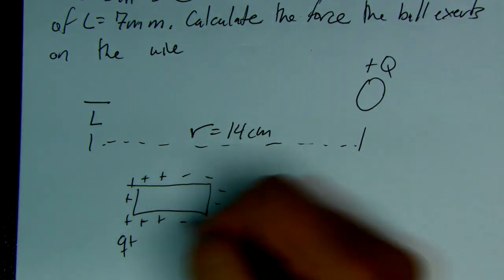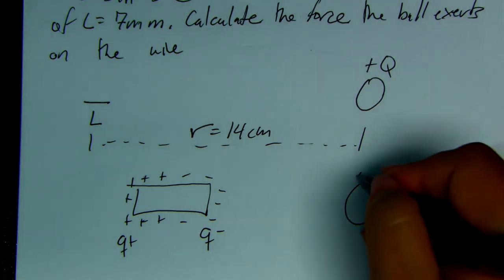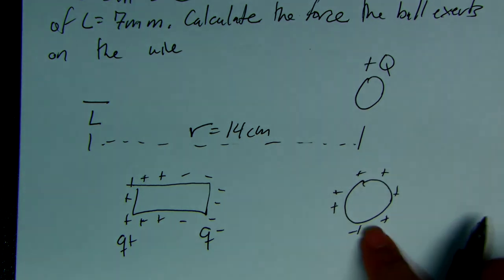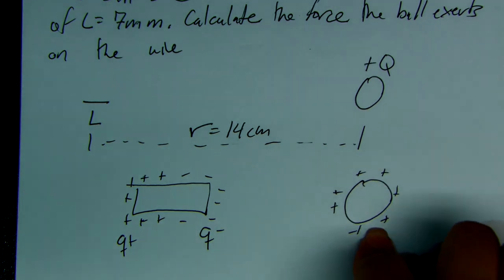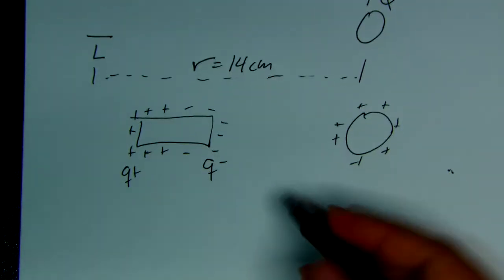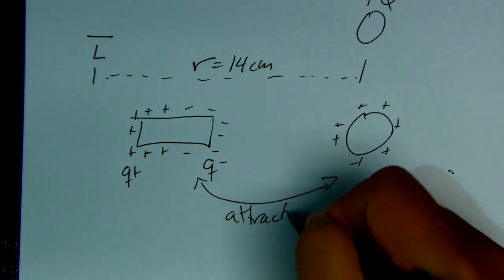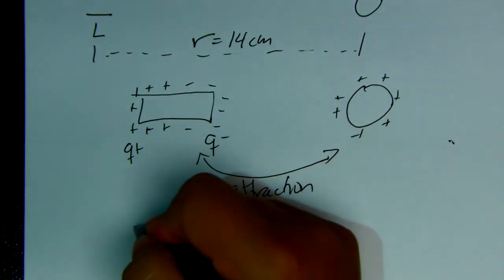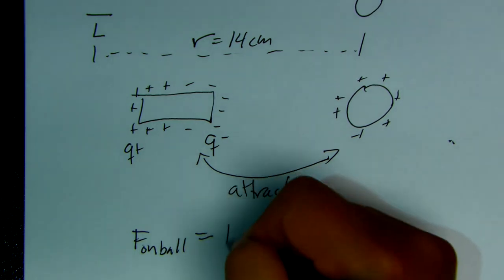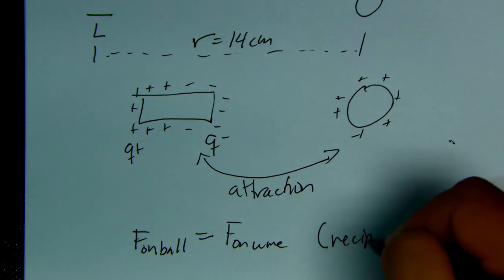So Q plus and Q minus as a result of this positively charged ball. Now technically this ball is going to polarize as well, but the effect of this is going to be very, very tiny. All right, and so you're going to have attraction between these two objects. And so we know the magnitude of the force on the ball is going to be equal to the magnitude of the force on the wire. This is just due to reciprocity.